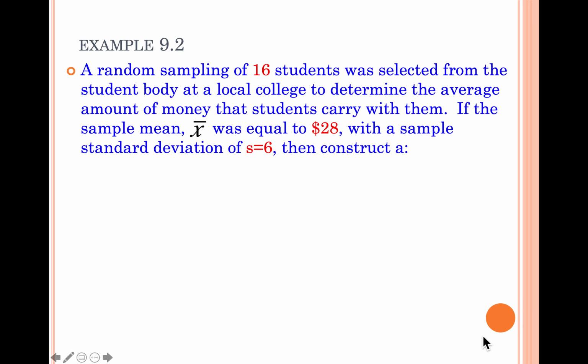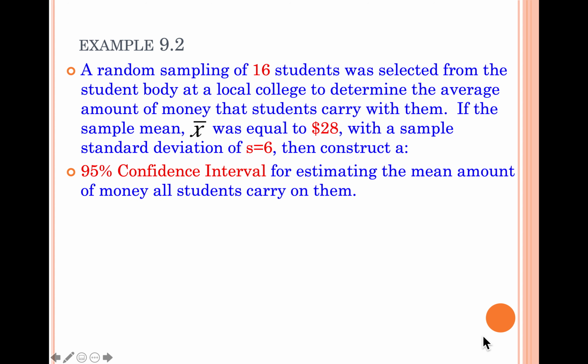A random sampling of 16 students was selected from the student body at a local college to determine the average amount of money that students carry with them. If the sample mean x bar was equal to $28 with a sample standard deviation of s equals 6, then construct a 95% confidence interval for estimating the mean amount of money all students carry on them.